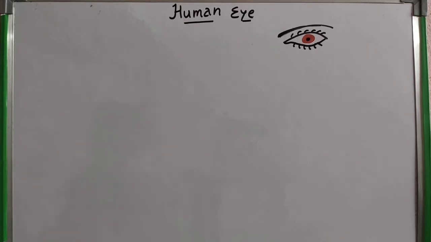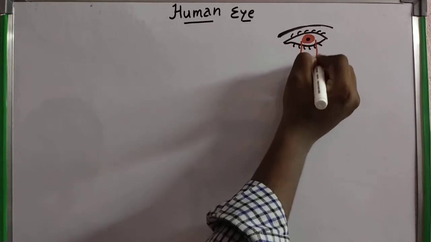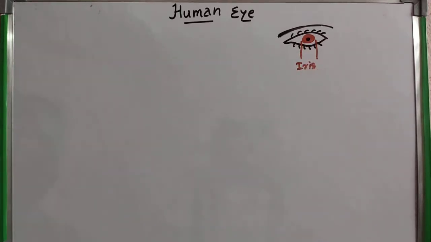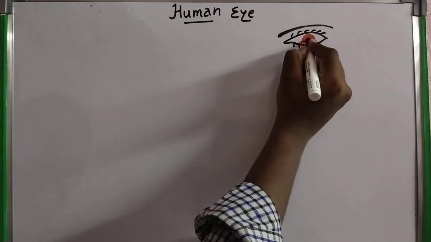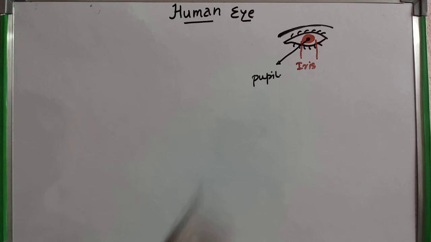The colored part which you are seeing is called the iris, and the center black dot, which is the center of the iris, is called the pupil. The iris is a colored diaphragm, and in between the iris we have the pupil. Iris controls the size of the pupil.